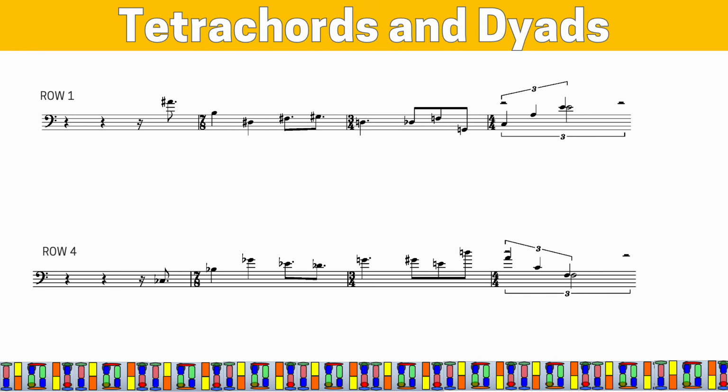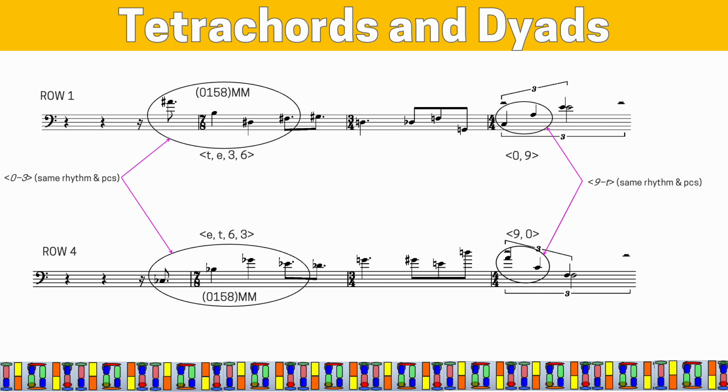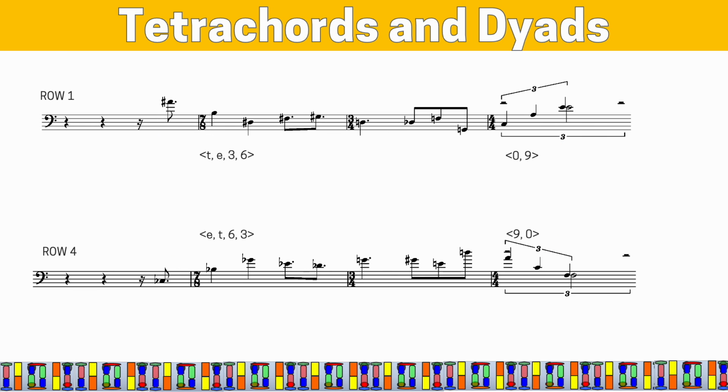The next set of transformations contains invariant tetrachords at the beginning of rows 1 and 4, both belonging to set class 0158, as well as an invariant dyad one position from the end of each row. The tetrachords and dyads share identical rhythmic structures, reinforcing their relationships. In each case, the dyads reverse their order positions, creating another layer of frieze-like patterning.